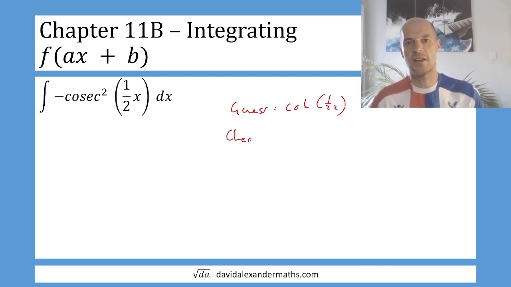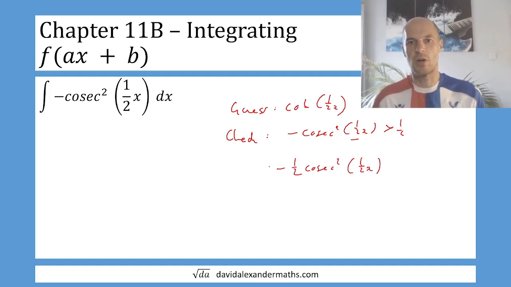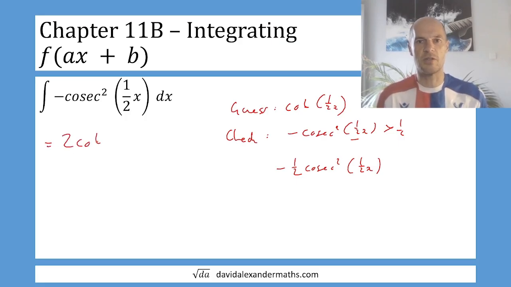Let's perform a check. So that's going to be minus cosec squared 1/2 x multiplied by 1/2. So minus 1/2 of cosec squared 1/2 x. Now we didn't want minus 1/2, we wanted the full one, so therefore we're going to need double the amount. So that's going to be 2 times the cot of 1/2 x plus the c. And again, 2 times 1/2 gives us the 1, and cot gives us the minus cosec squared.